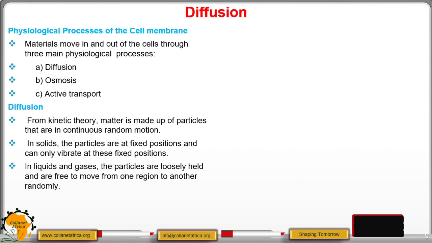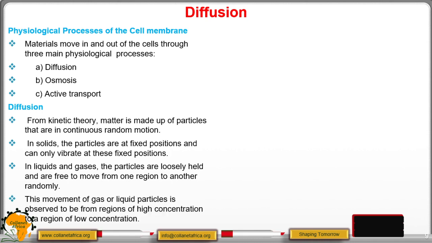to another randomly. The particles of liquids move slowly and those of gases move faster. So the particles in gases are far away from each other compared to liquids, and you will expect diffusion to be faster in gases compared to liquids. This movement of gas or liquid particles is observed to be from regions of higher concentration to regions of low concentration.